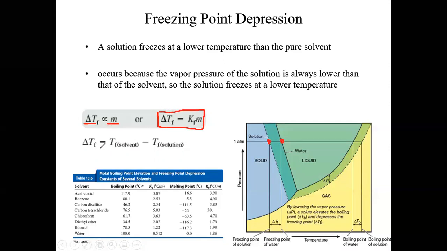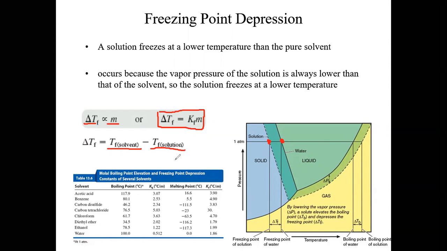But here, notice that delta TF is the freezing point of the pure solvent minus the freezing point of the solution. So notice it's flipped when compared to delta TB. So delta TF is the pure solvent minus the solution.